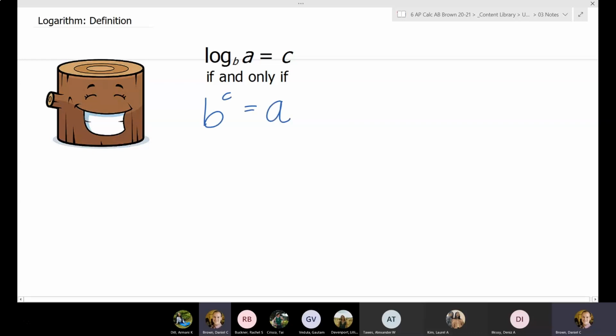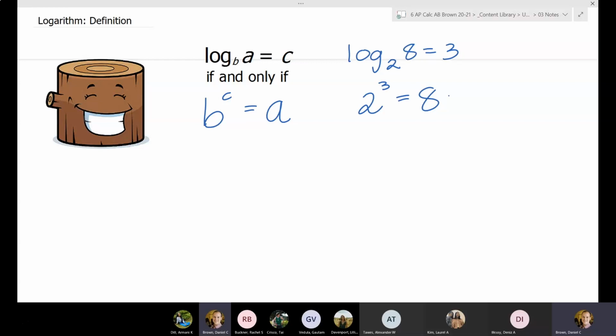If I put numbers to this, if I say something like 2 to the 3rd power is equal to 8, in logarithm form, that's the same thing as saying log base 2 of 8 is equal to 3. So that's the definition of a logarithm. We will be doing lots of stuff with these logarithms, like reviewing our log properties and how we can simplify logarithms, but we're going to focus mainly today on how we take the derivative of logarithms and how we take the derivative of exponents.